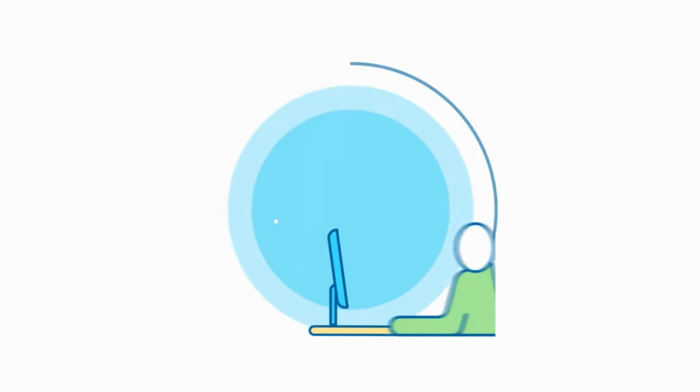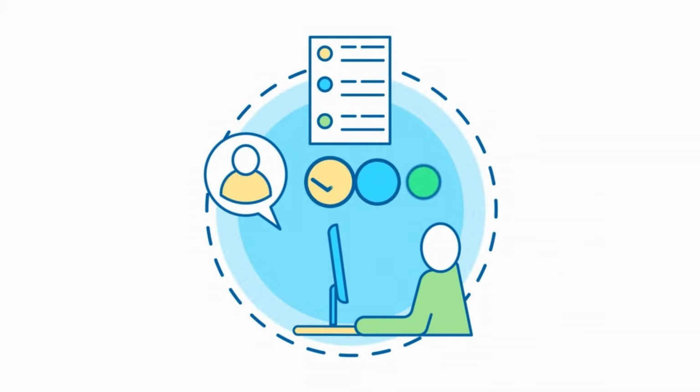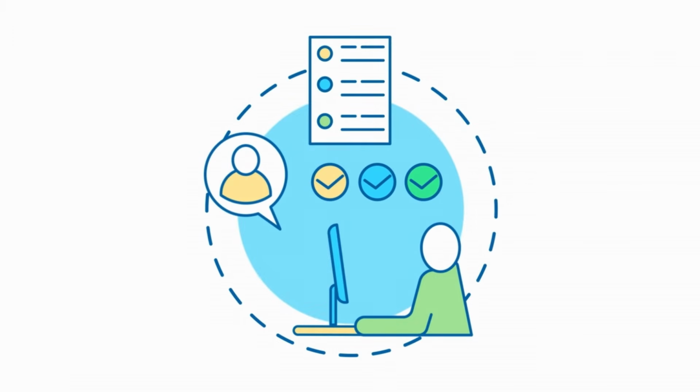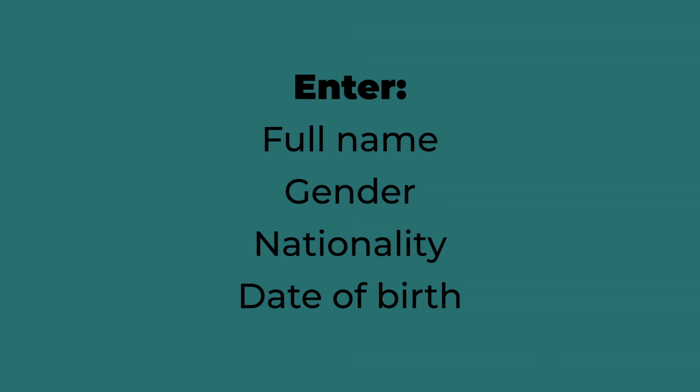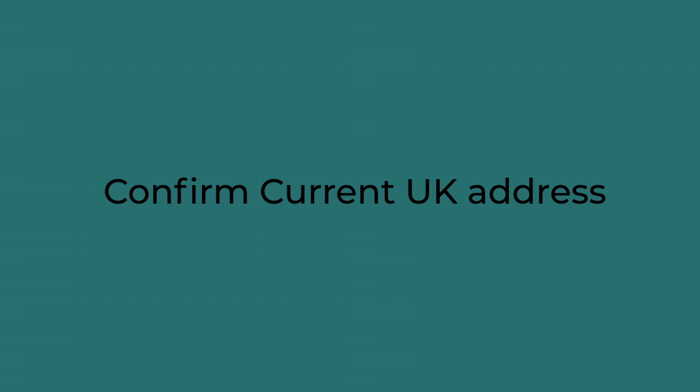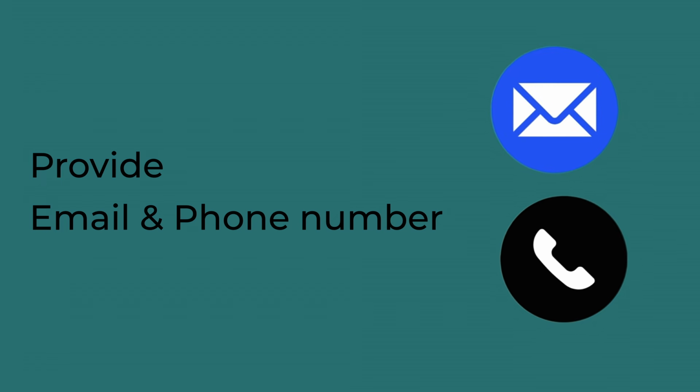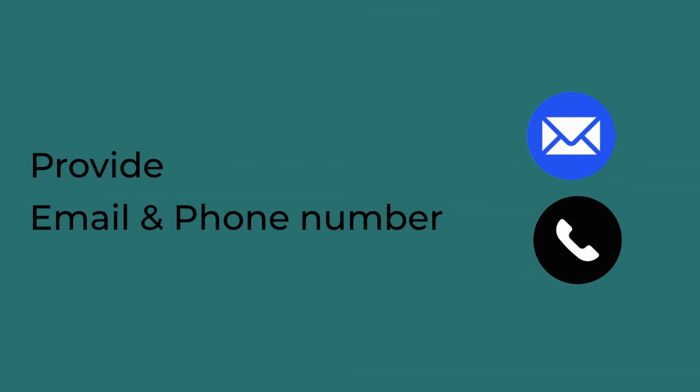Then next you'll need to answer the initial questions such as have you applied before or are you looking for work. Then next enter your full name, gender, nationality and date of birth. Go ahead and also enter the date you first moved to the UK or your arrival date. Then provide your current UK address and confirm that the letter can be sent there. Then provide your email address and your mobile number for confirmation and follow-up.